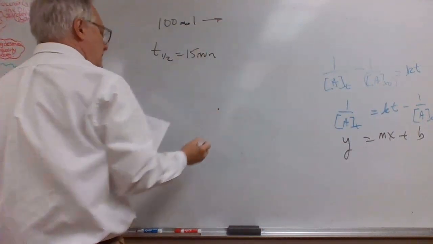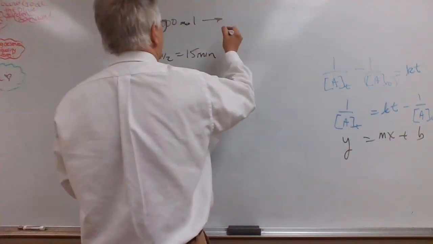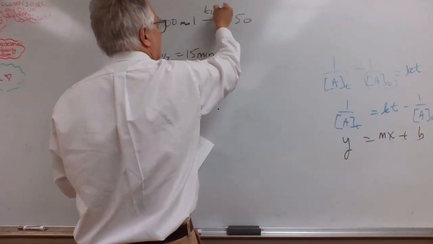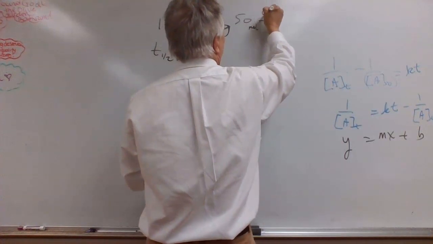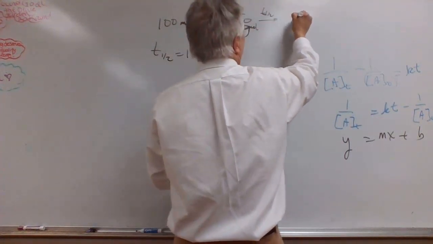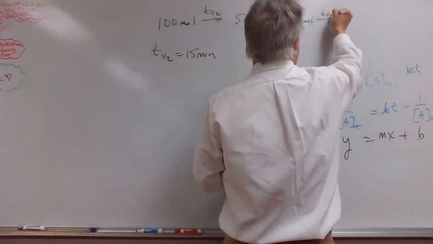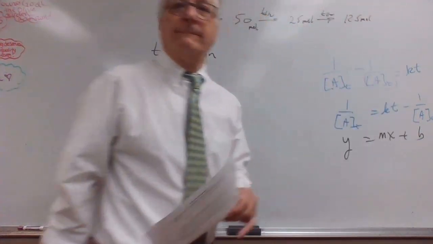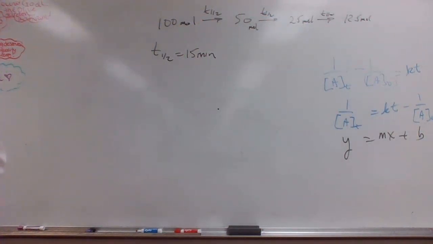It says how much is left after 45 minutes? That's 3 half-lives. So we're going to have 100, it's going to go to 50, so that's 1 half-life, and this is moles. Then after 2 half-lives, I'm going to have 25 moles, and after 3 half-lives, I'm going to have 12.5 moles. Take 45 and divide it by 15. Okay.